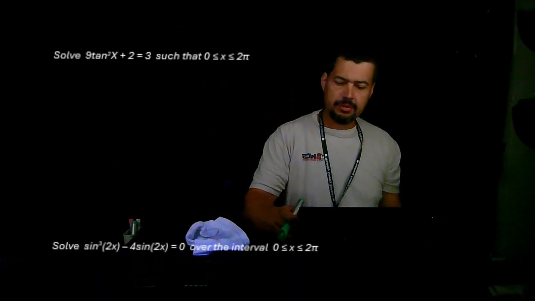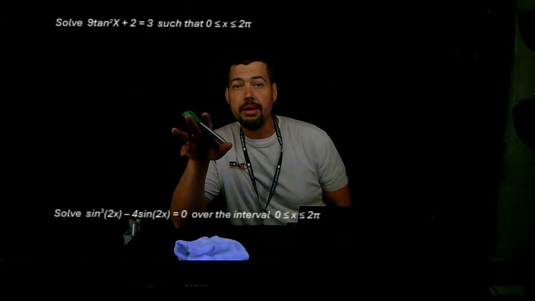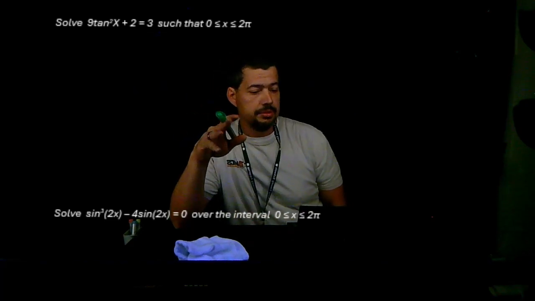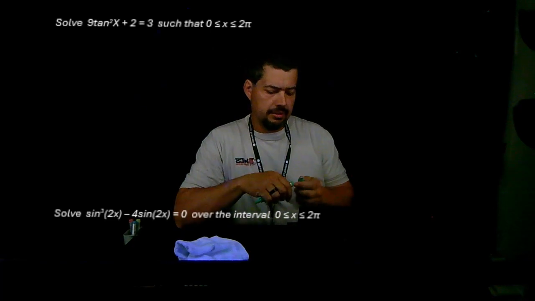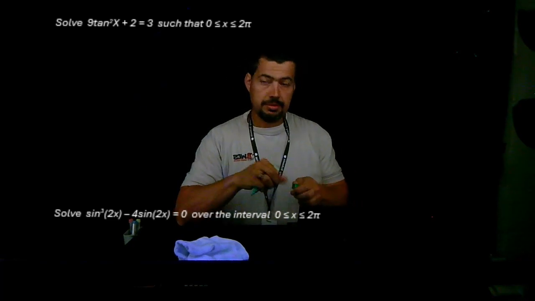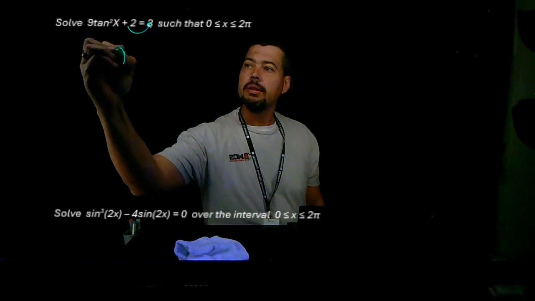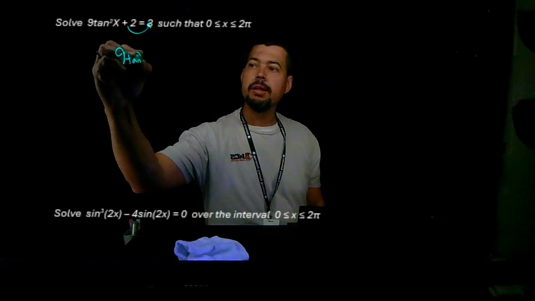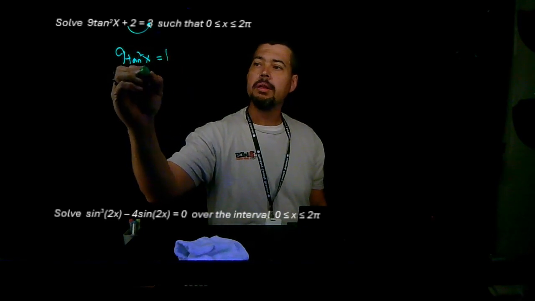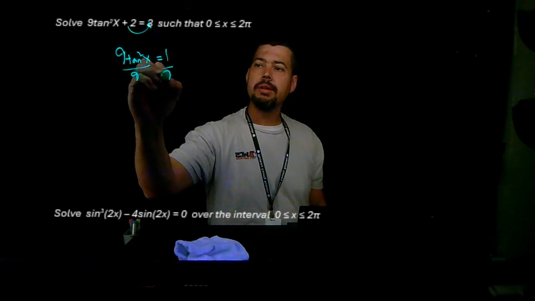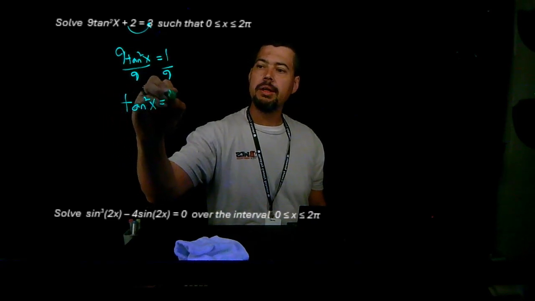All right, solve 9 tangent squared of x plus 2 equals 3 such that x is an angle that lies between 0 and 2 pi. So we're still dealing with radians, or 0 to 360. And the easy thing to do on this one is to subtract the 2 first. So 9 tangent squared of x is equal to 1, because 3 minus 2 is 1. And the next easy thing is to divide out that 9. And we'll have that the tangent squared of x is 1/9.